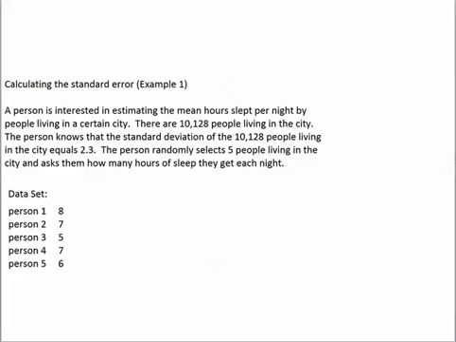Now let's go through our first example of calculating a standard error. We'll calculate a standard error in a situation in which a person is calculating a sample mean to estimate a population mean, and the population standard deviation happens to be known. So here a person is interested in estimating the mean hours slept per night by people living in a certain city. There happens to be this many people in the city, and the person knows that the standard deviation of the sleep times in the population happens to be 2.3. The person randomly selects 5 people from the city and surveys them on how many hours of sleep they're getting per night, and these are their 5 answers.